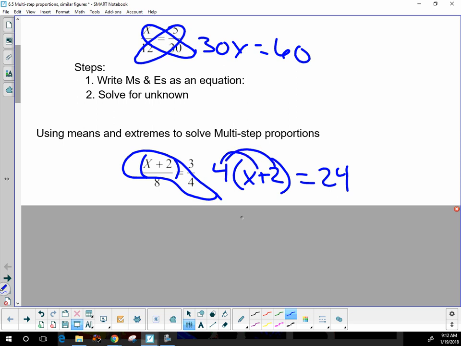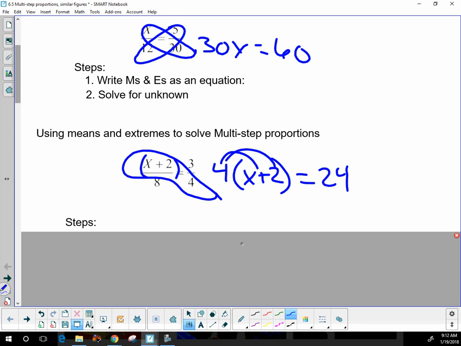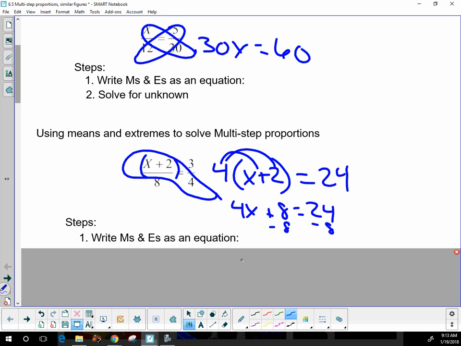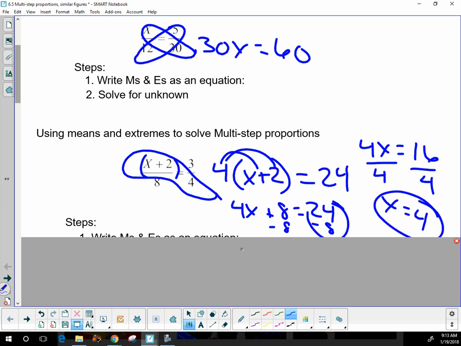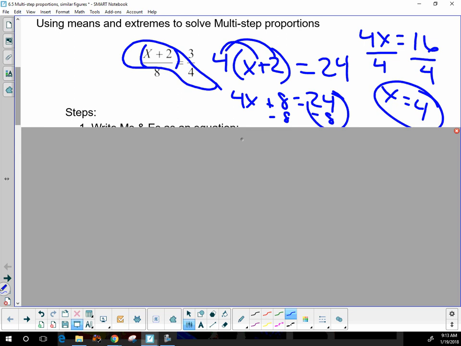You distribute your 4, subtract your 8 from both sides. I'm running out of room, so you will say that 4x equals 24 minus 8. Over here is 16. Divide both sides by 4. X equals 4.